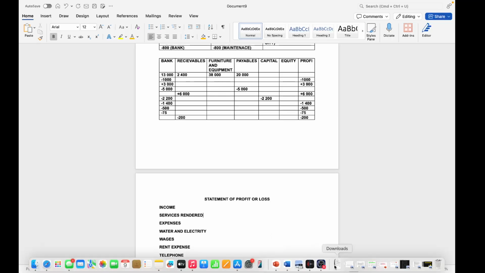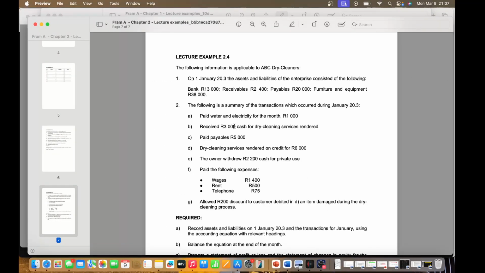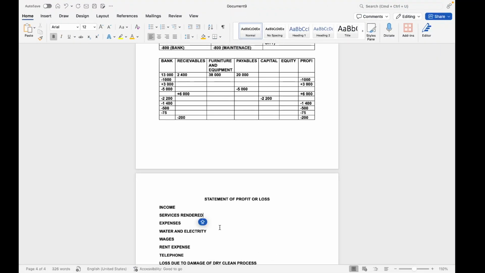So how much is our services rendered? Let's just have a look here. It's going to be 3,000 plus 6,000 here, right? Because we already did the accounting equation, it should be easier for us to get the final amount, right? Plus 6,000. So this is going to be how much? 9,000, right? And then our expenses is going to be 1,000, right? 1,000, and then our wages are going to be 1.4, right?